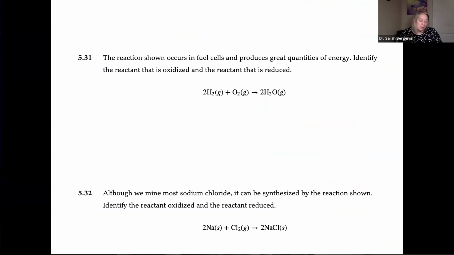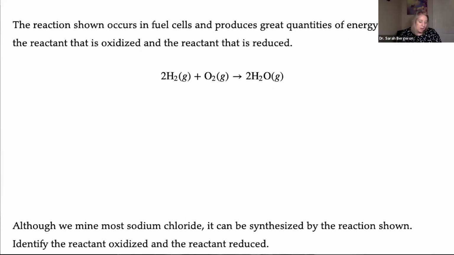Okay, the reaction shown occurs in fuel cells and produces great quantities of energy. Identify the reactant that is oxidized and the reactant that is reduced. What you should automatically recognize is that there's no metal here. Hydrogen and oxygen, those are both non-metals. So you have to be very, very careful that you understand what's going on. So think about these molecules, right?